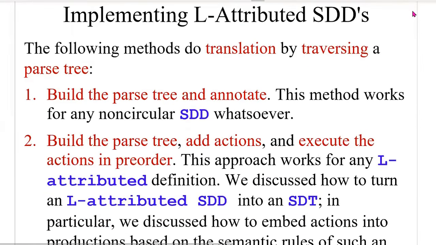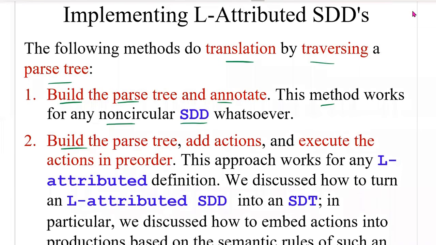Now, implementing L-attributed SDDs, the following methods do translation by traversing a parse tree. The first one is by building the parse tree and annotated parse tree. This method works for any non-circular SDD whatsoever. Non-circular means there is no cycle in any dependency graph.